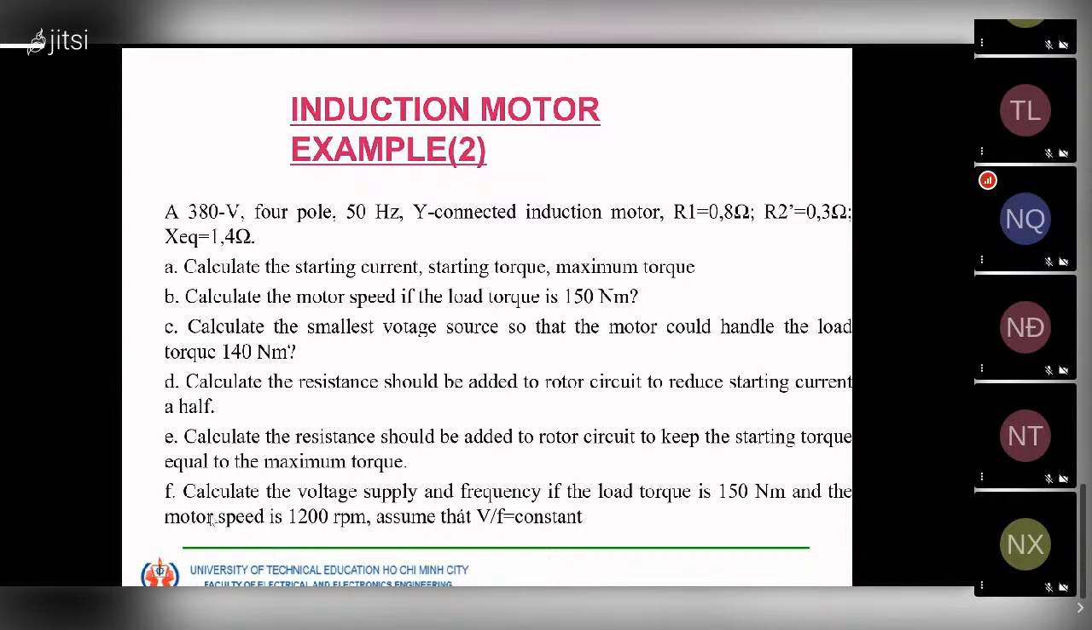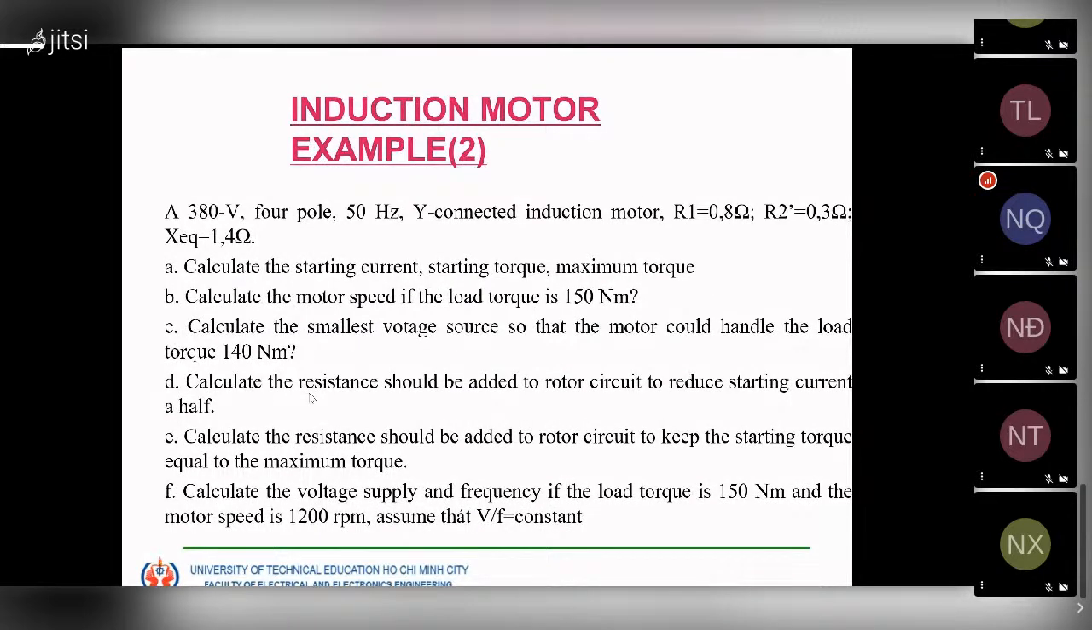140 Nm. Number D, they ask you to calculate the resistance added to the rotor winding to reduce the starting current by a half. You have already had the starting current at number A. So number D, they ask you to calculate the new value of rotor resistance connected to the rotor winding to reduce the starting current by a half.